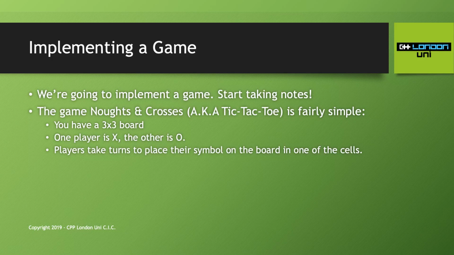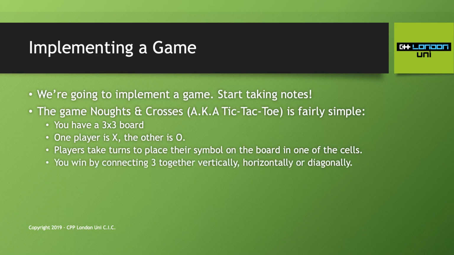And they take their turns to place their symbol on the board in one of the cells. And you win by connecting your X's, or if you're O's, then the O's, together vertically, horizontally, or diagonally. And this is, in fact, a solved game. This won't really matter for this lesson, but we'll come back to it.